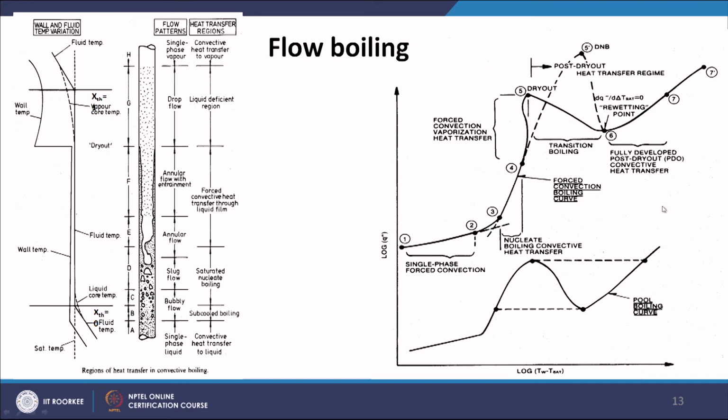Now, if we want to plot the flow boiling curve, that means the Q versus delta T_sat plot, you will find that the curve looks more or less the same, having natural convection, nucleate boiling, and then finally critical heat flux, and then film boiling.